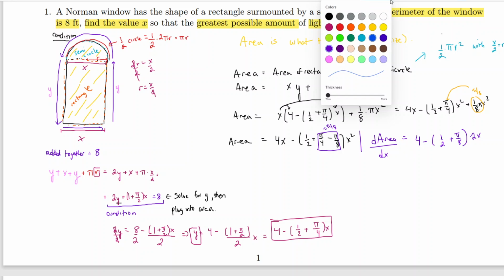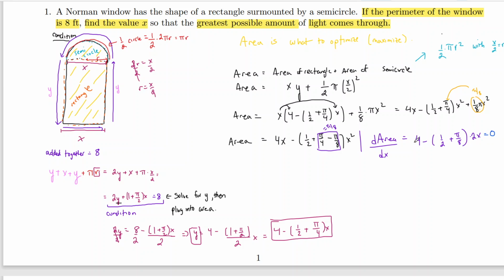Well, now what we do when we find the critical numbers is we set it equal to 0 and we solve it. So let's go ahead and solve this. You have 4 minus this equals 0. Go ahead and rewrite it: 4 minus (1/2 plus pi over 8) times 2x equals 0. Now you can subtract the 4 or add this whole thing over. It doesn't matter. I'll just add this whole thing over so I don't have the minus sign. I got 4 equals 1/2 plus pi over 8 times 2x. So I added this whole thing over.